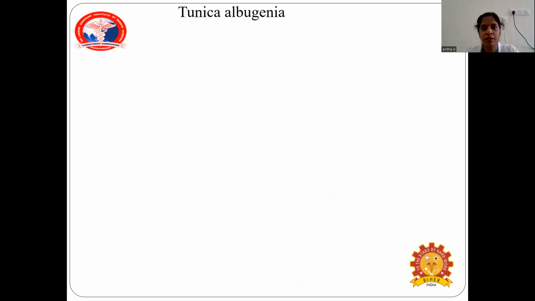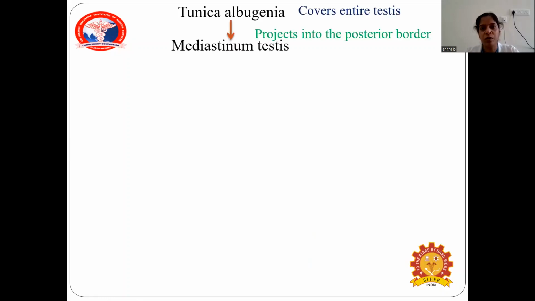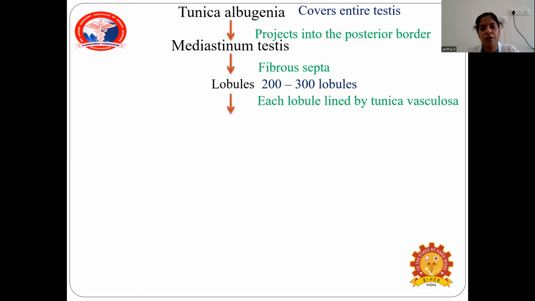So the testis is covered by the tunica albuginea. This tunica albuginea projects at the posterior border of the testis and forms here the septum called the mediastinum testis. From the mediastinum testis, numerous fibrous septa extend and divide the testis into lobules. Around 200 to 300 lobules are there. Each lobule is lined by the tunica vasculosa.